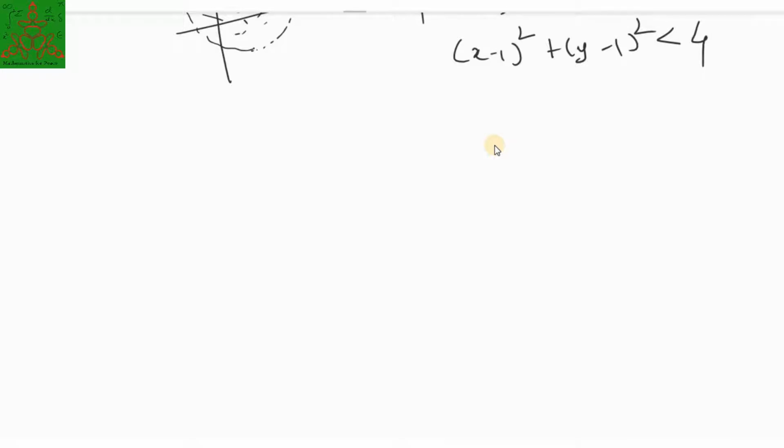Now the next definition is the deleted neighborhood. So what is a deleted neighborhood for any given point z0? If epsilon greater than 0 is there, and you remove that center portion from it, that is z0. If you do not consider this z0, so you remove z0 from this, then it's called the deleted neighborhood.